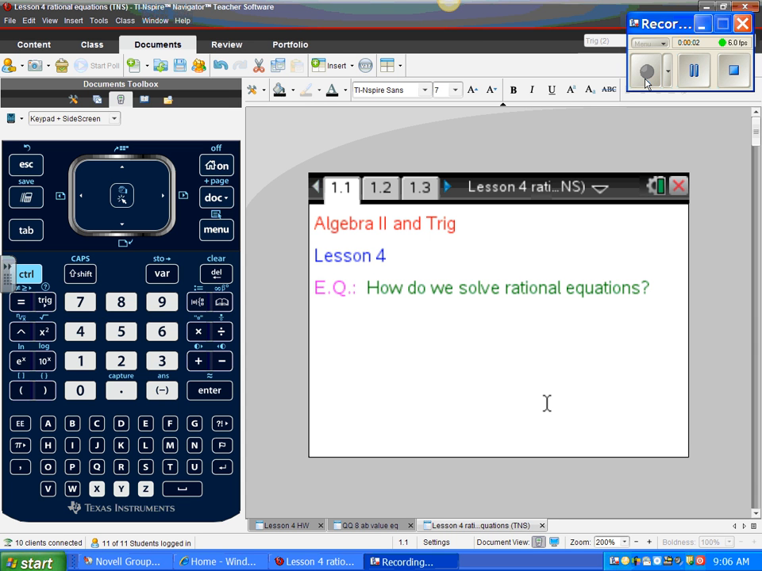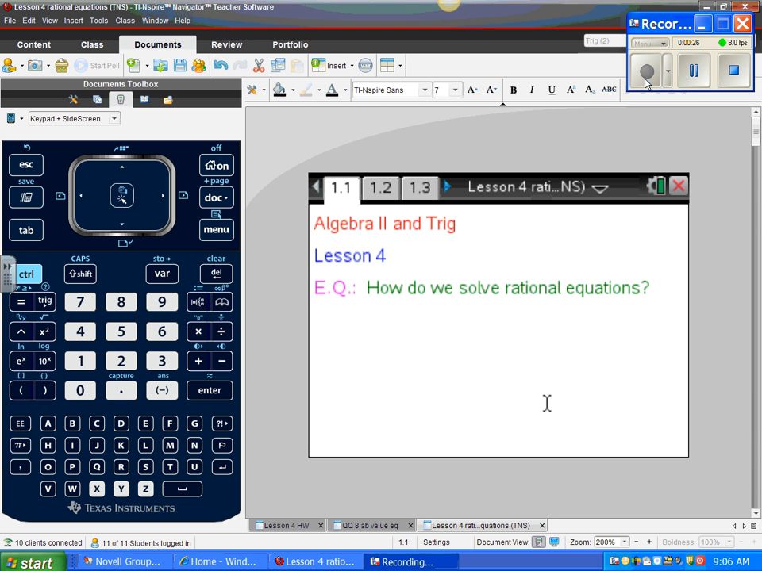Okay, so what we're going to be talking about today is how we solve rational equations. We have been working with rational expressions for like the past week, right? We've learned how to multiply them, divide them, add them, subtract them, and simplify them, okay? So now we're going to learn how to solve. Solve means at the end you're going to have either an x equals or a y equals or an m equals. You're going to have an actual number that it's equal to, okay?